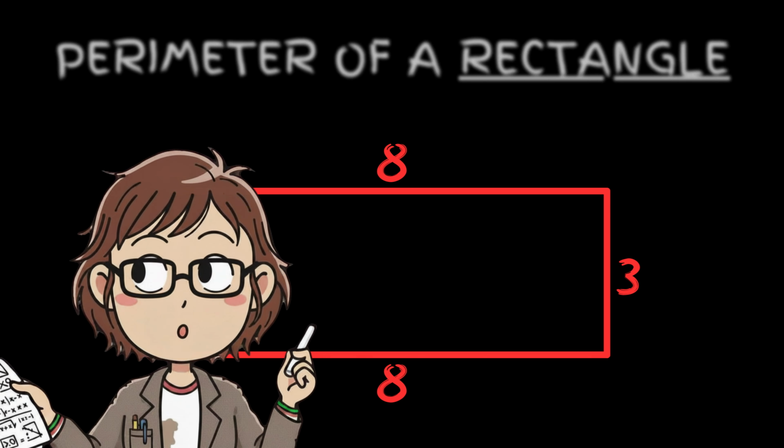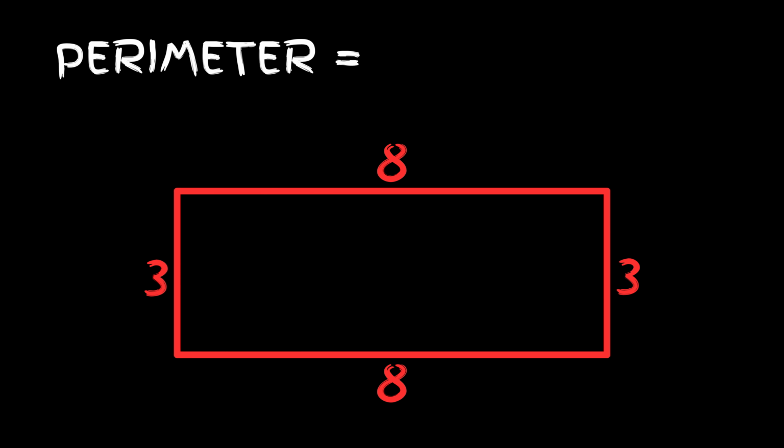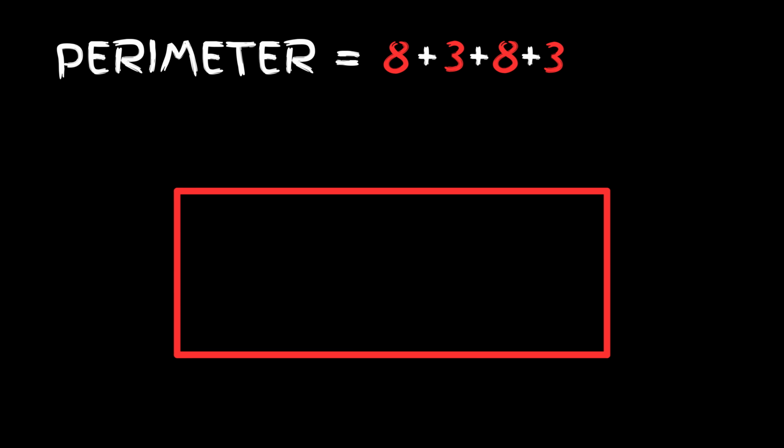So, how do we find the perimeter of the rectangle? You're absolutely correct. To find the perimeter, we need to add all the sides together. So for this, the equation will be 8 plus 3 plus 8 plus 3. Let's calculate it. 8 plus 3 is equal to 11. 11 plus 8 is equal to 19. 19 plus 3 is equal to 22. So the perimeter is 22.